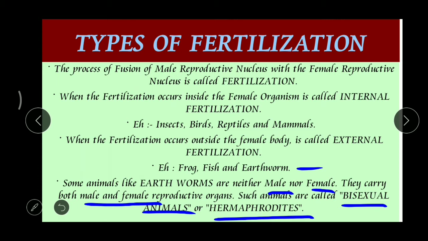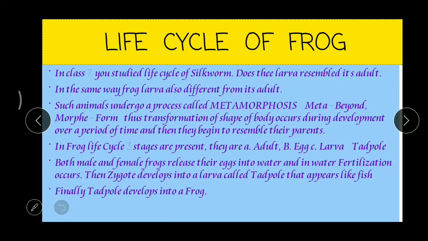But what about humans? How many sexes are we carrying? Either 1 or 2? Only 1. So what do you call humans? Unisexuals. Got it? Uni means single. So we are unisexual, while this earthworm is bisexual. And what is the other name for this? Yes, hermaphrodite. Got it, children? These 2 are very important. Now let's come to the life cycle of a frog.